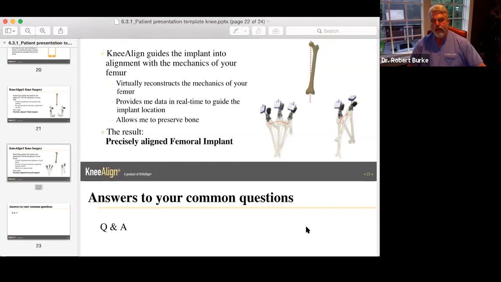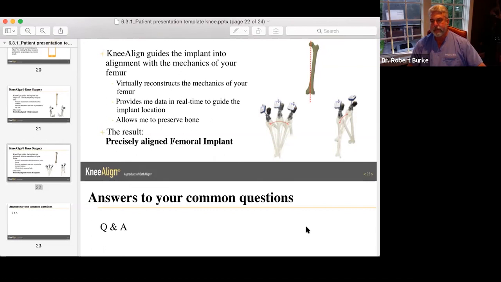The vast majority of patients are independent within the first 1 to 2 weeks after surgery, and the majority of their pain will be gone within the first 6 to 8 weeks post-operatively. And yes, Medicare does cover the knee aligned system.